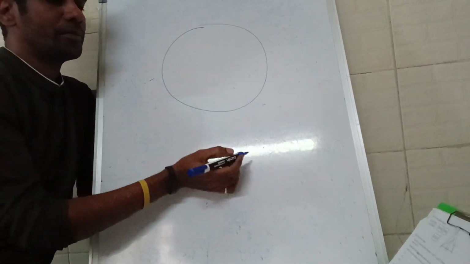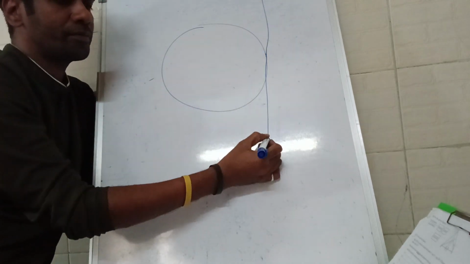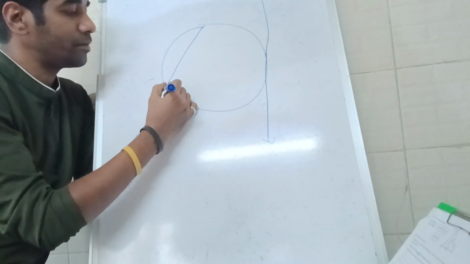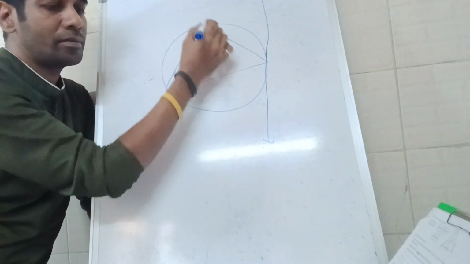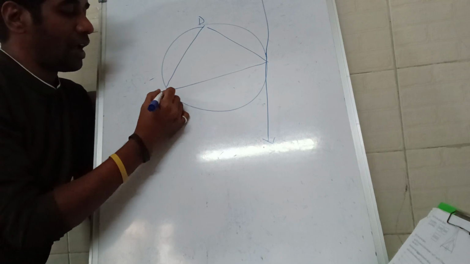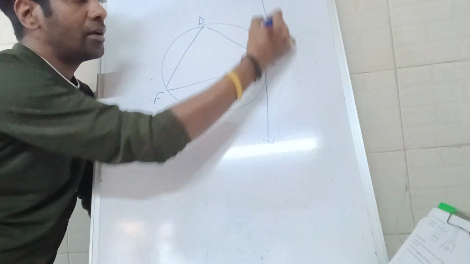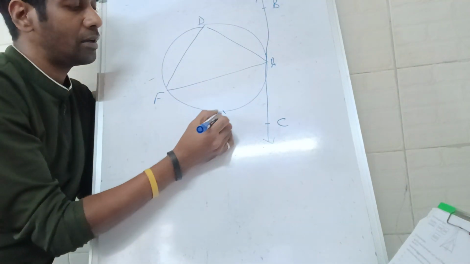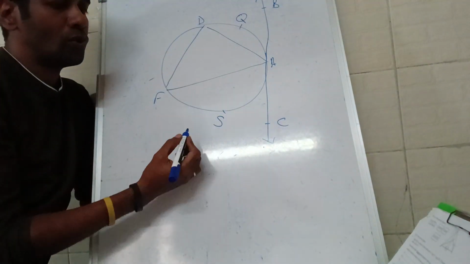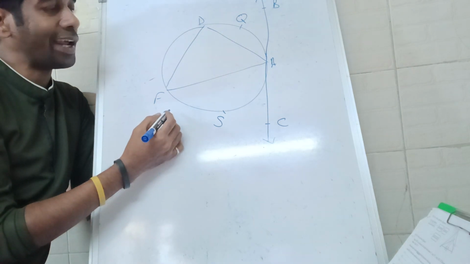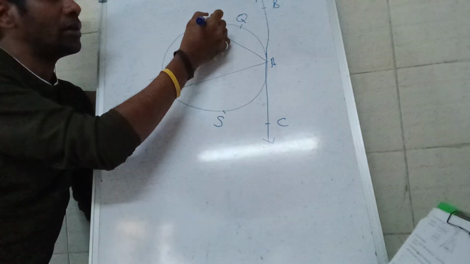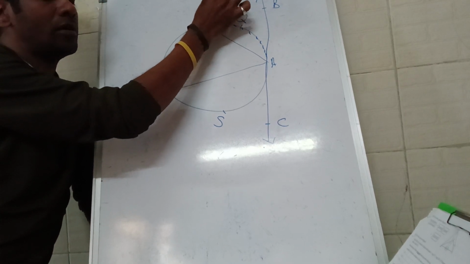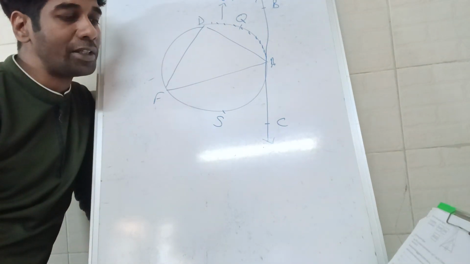Circle is given. There is a tangent here. The triangle inscribed D F A, B C, S Q. DQA is 84. Measure arc DQA is 84.